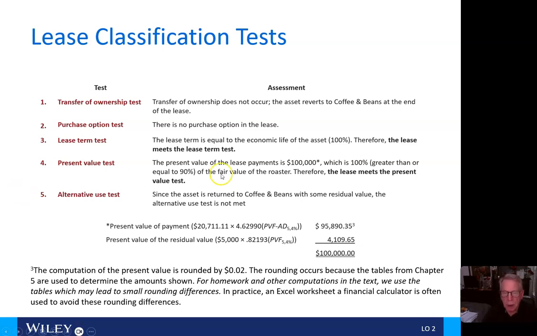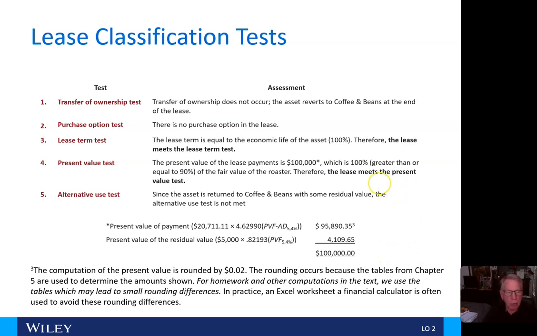is not met. So if we walk through the arithmetic here, the present value of the payments, if we take $20,711.11 times the factor for that period, we get $95,890.35. And then the present value of the residual value at $5,000 is $4,109.65, totaling $100,000. The computation of the present value is rounded by 2 cents, so don't let that worry you.